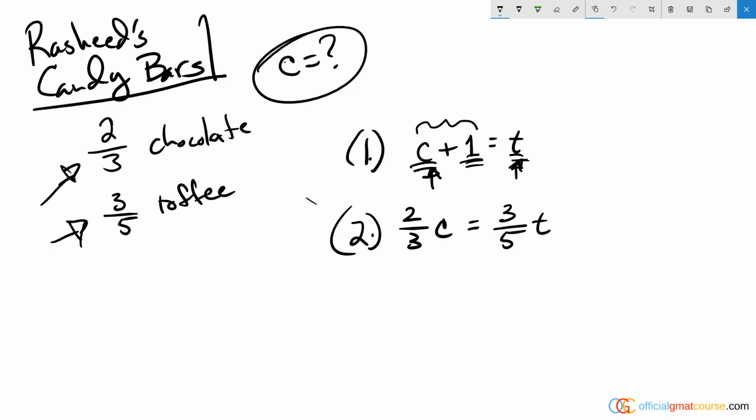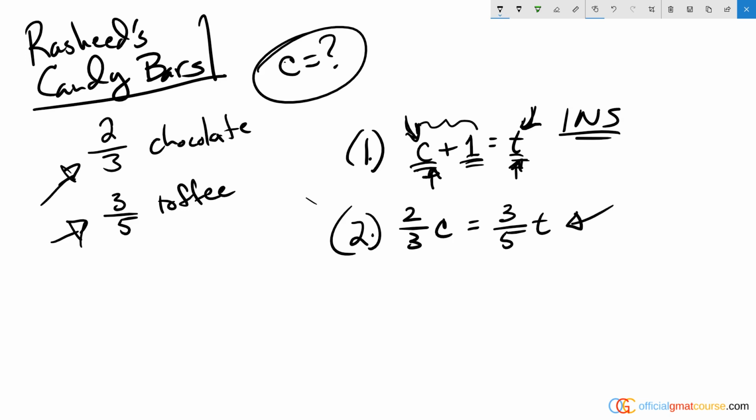The formula ties out. But this could be any number of scenarios. He could have 1 chocolate and 2 toffee, or 2 chocolate and 3 toffee. So it's clearly insufficient. I can't tell how many he bought based on statement 1. Statement 2 is a little more interesting.